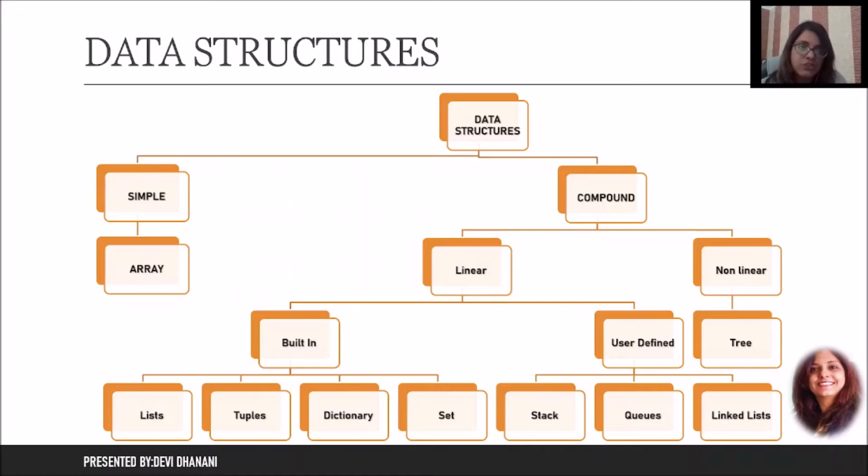If the elements of the data structure are organized in a sequence, it is called as linear data structure. And in case if it is organized in some different hierarchy, in different levels, then it is called as non-linear. The example of non-linear over here is tree. And the linear data structures are further categorized into built-in and user-defined. Now let's consider the built-in data types.